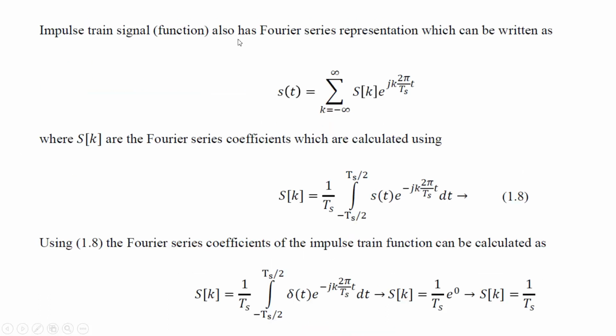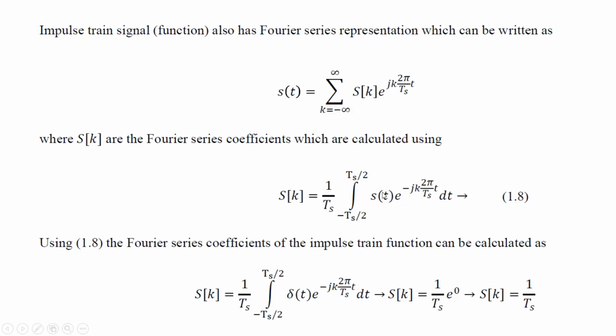Impulse train signal or function also has a Fourier series representation, which can be written as follows. Now, s(t) can be written in terms of Fourier series by sigma k going from minus infinity to infinity s_k e to the power j k 2 pi by T_s t, where s_k are the Fourier series coefficients, calculated using this formula: s_k equals 1 over T_s integral from minus T_s by 2 to T_s by 2 of s(t) e to the power minus jk 2 pi by T_s t dt.